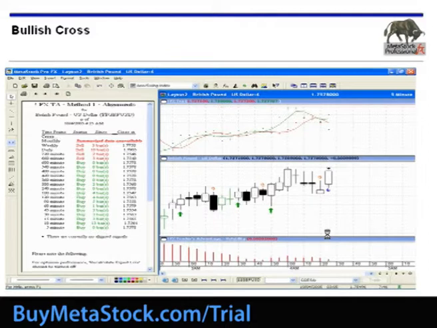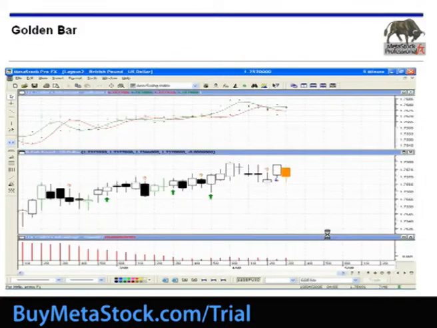You see we have some crosses to each side, which we're going to choose to ignore. And now we have what we call the golden bar. The golden bar signifies a potential stop on a bullish trade. The turquoise signifies a potential stop on a bearish trade. Well, obviously we are in a current bullish trade.